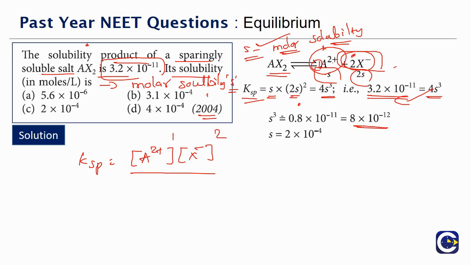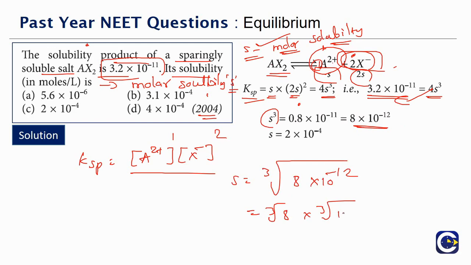Why? Because we have to take a cube root here, and cube root of 8 is equal to what? 2. So if you write this, then s value will be equal to what? Cube root of this 8 into 10 power minus 12. Means this is cube root of 8 into cube root of 10 power minus 12. Cube root of 8 is what? 2. So 10 power minus 12, this is like whole power 1 by 3, which is what? 2 into 10 power minus 4. So what is the molar solubility value? 2 into 10 power minus 4.